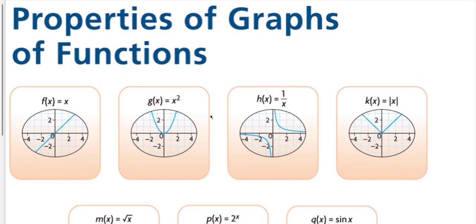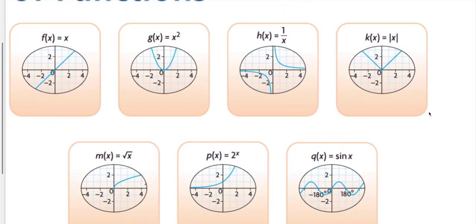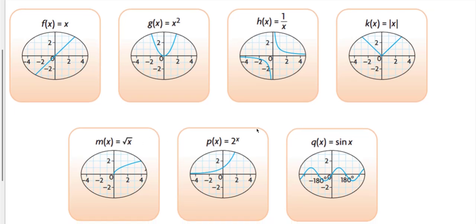Then we have a quadratic, y equals x squared. Once again, you've had enough experience with that one too, I would hope. Then we have a reciprocal function, y equals 1 over x, or h of x is equal to 1 over x. Then we have k of x is equal to absolute value x. Then we have m of x is equal to square root x, and then p of x is equal to 2 to the power of x, and q of x is equal to sine x.